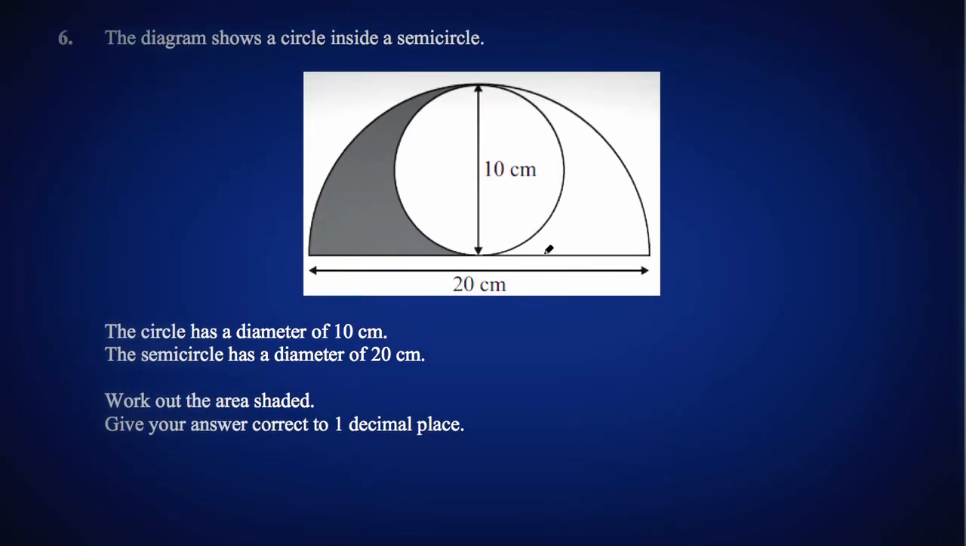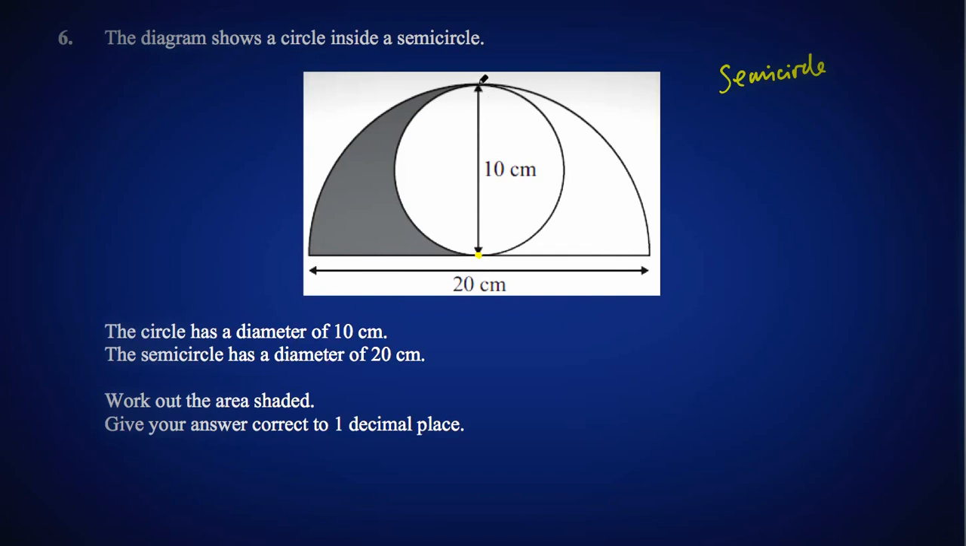Question 6. The diagram shows a circle inside a semicircle. As soon as I see a picture like this, I'm going to flag up to myself that it's a semicircle, and therefore I'm going to have to half the area of the circle that I calculate. The circle has a diameter of 10 centimeters. The semicircle has a diameter of 20 centimeters. That means this must be the midpoint, the center of the semicircle, because if that radius of 10 centimeters fits within that space, this has to be in the center of that semicircle.